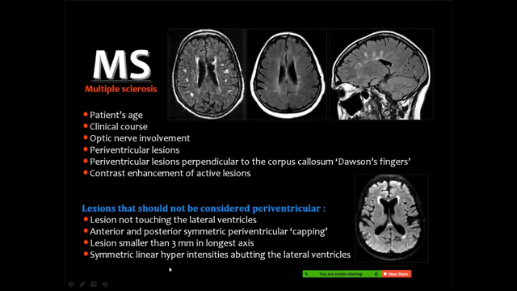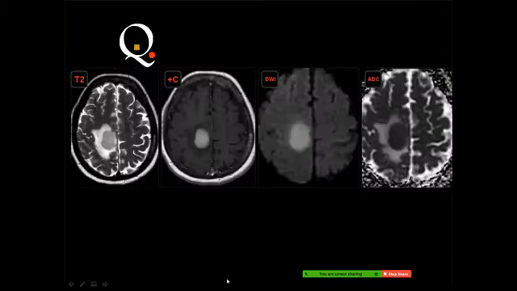These findings are not considered periventricular: lesions that do not touch the lateral ventricle, like these lesions; anterior and posterior symmetric periventricular capping; lesions smaller than 3 mm in long axis; and symmetric high signal intensity abutting the lateral ventricle. These are not considered periventricular lesions.